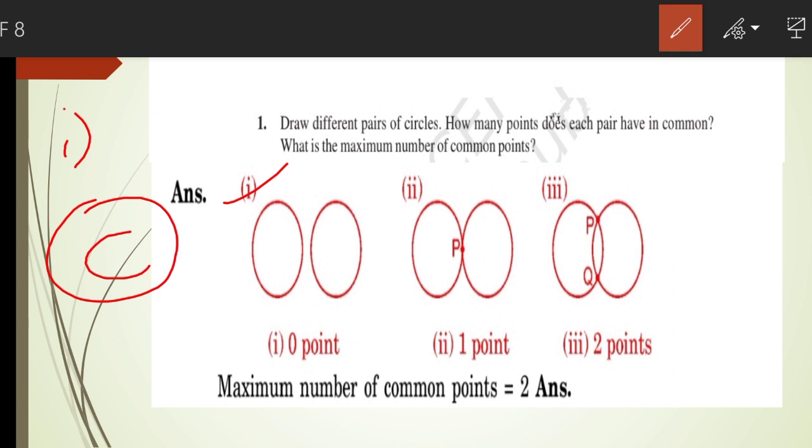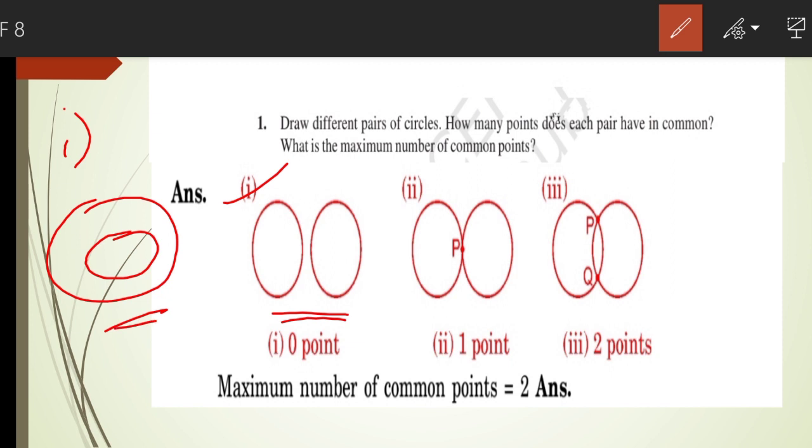One circle inside another circle. So one circle is small, another circle is big, and one circle is inside another circle, and there is no point of contact. So there are two cases. In the first case, where there is no point of contact or no common points, we can draw two diagrams. First is this one, second is this one.